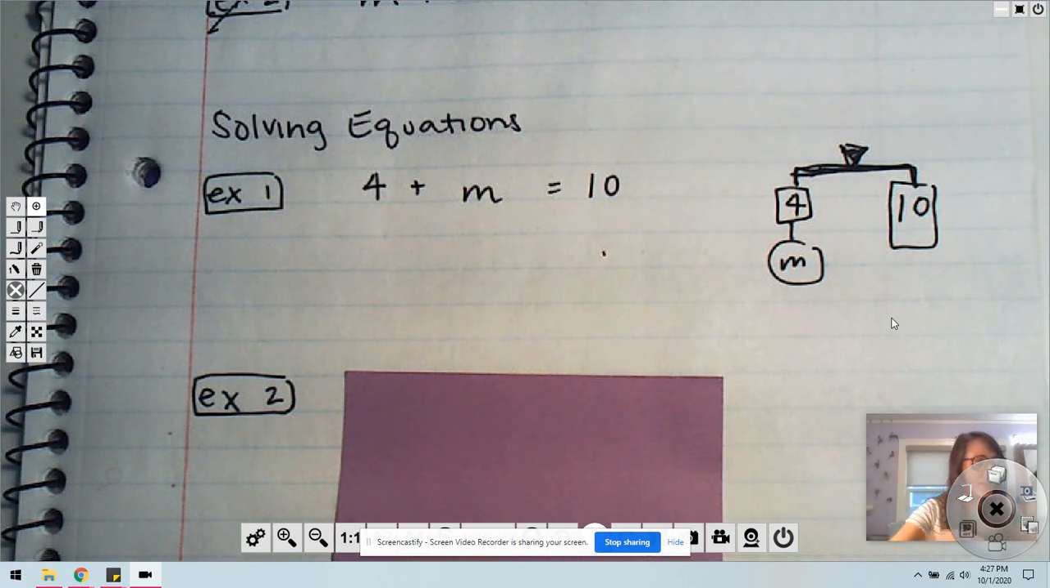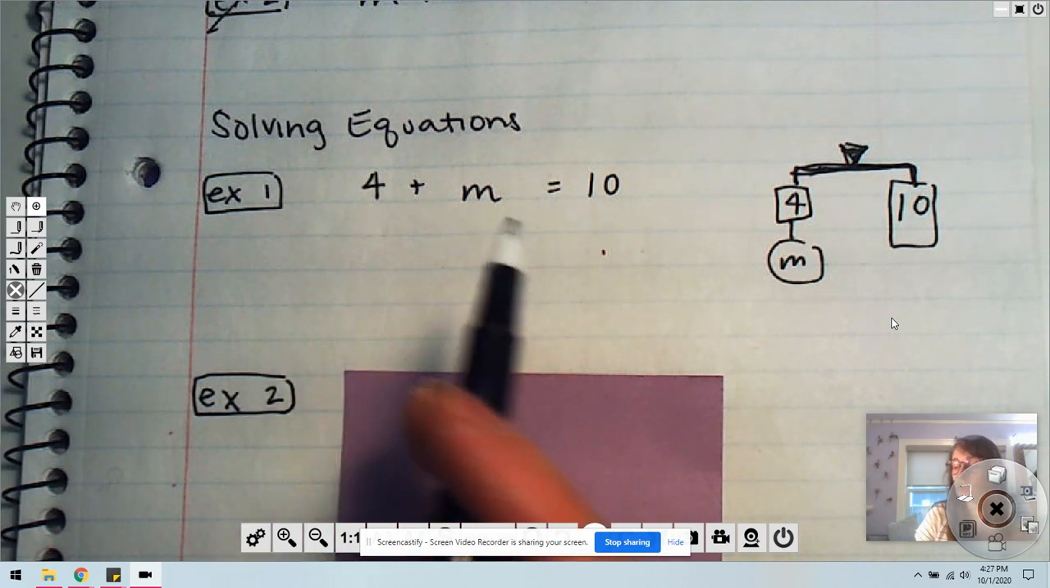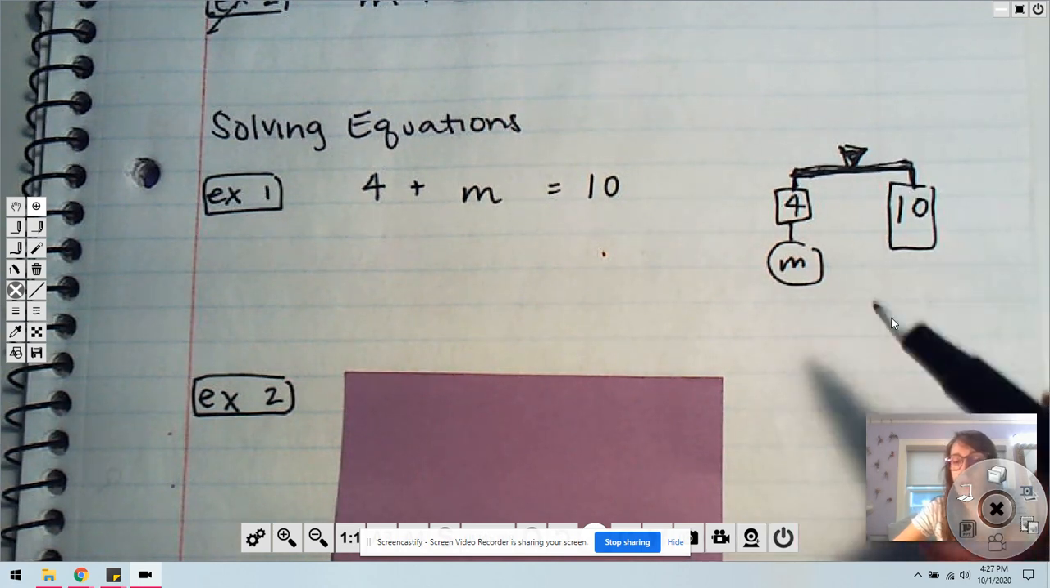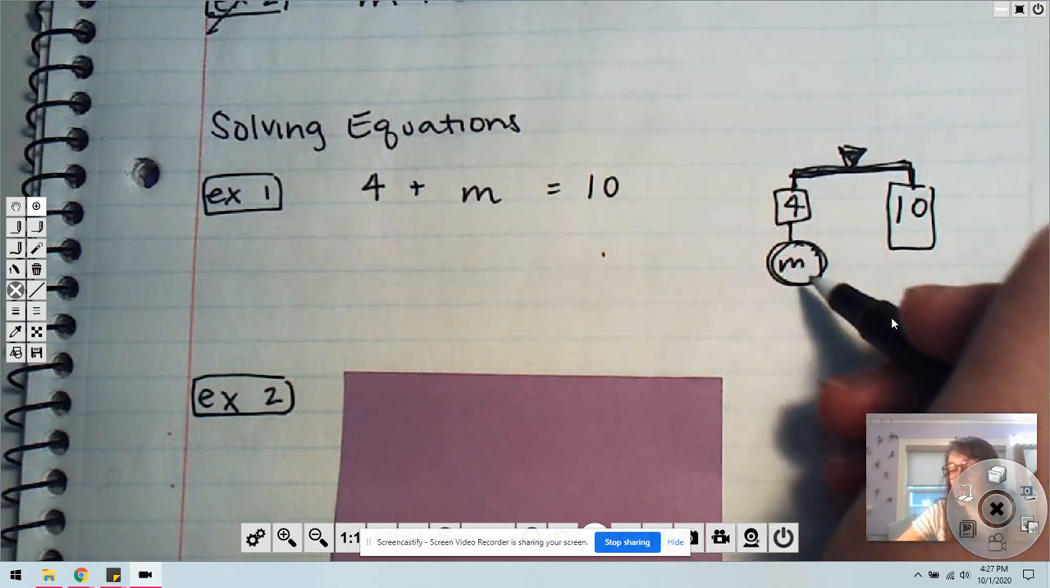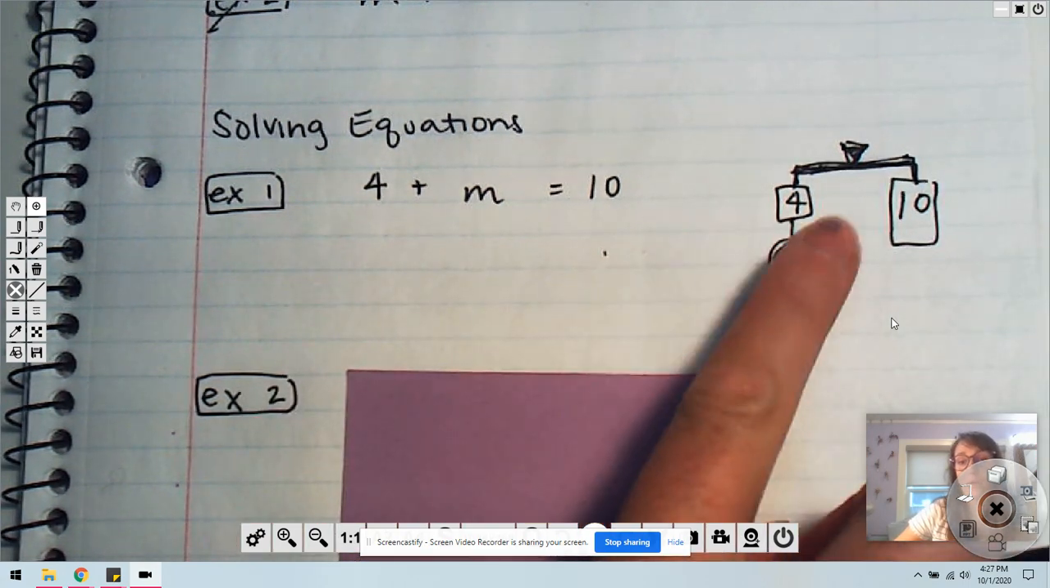Right, so we are going to be learning about solving equations. Today we're going to be focusing mostly on addition and subtraction. As you remember from our balance models, our goal is really to get the variable alone, and we're going to learn how to do this without using the model.